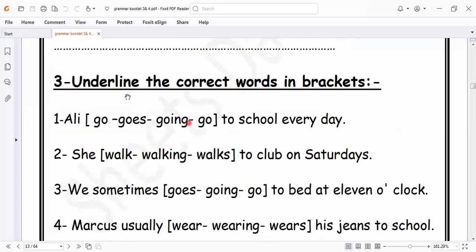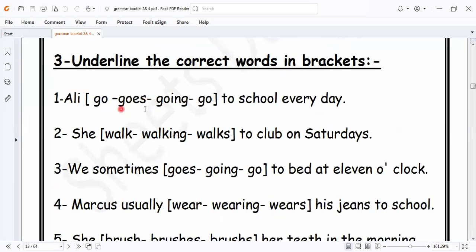Together we underline the correct answer. Ali goes or going to school every day. So here we have every day. What can I select on this sentence? I select goes, because when we say going, we must have the verb to be plus ing, as we explained earlier in the present continuous tense. So the correct answer: Ali goes to school every day.